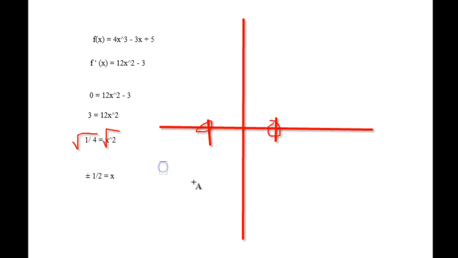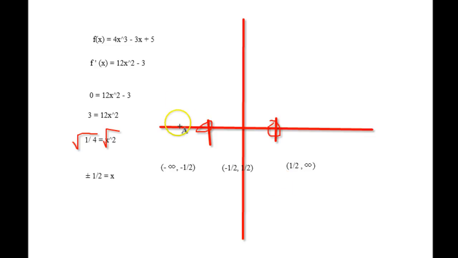So this first interval is going to be negative infinity to negative 1/2. Then this one is going to be from negative 1/2 to positive 1/2. And then this interval right here is going to be 1/2 to infinity.